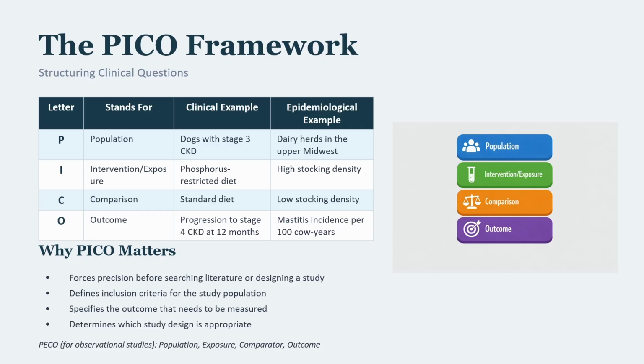O stands for outcome. What are you measuring? This needs to be specific, measurable, and clinically meaningful. Getting better is not an outcome. Progression to IRIS stage 4 CKD within 12 months, confirmed by 2 serum creatinine measurements above the threshold, that's an outcome. For observational studies, where you're studying exposures that occur naturally rather than interventions you assign, the framework becomes PECO: population, exposure, comparator, outcome. The logic is identical.